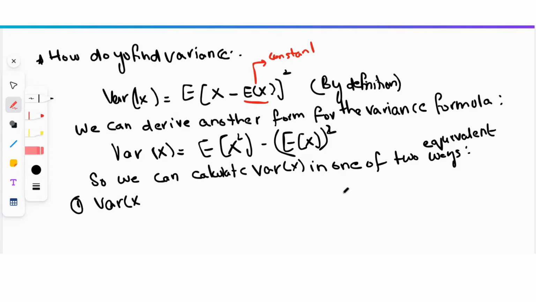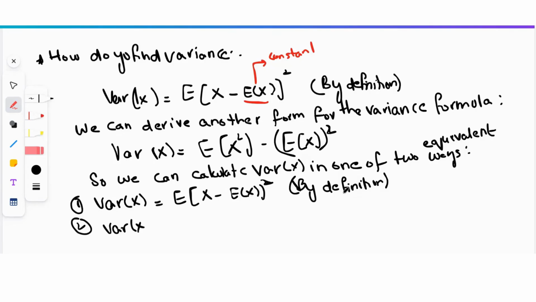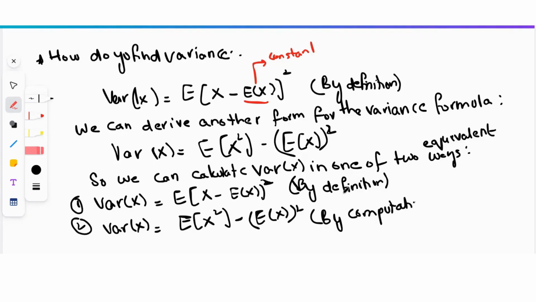So variance of x, you can find it as expected value of x minus expected value of x squared. Right, so this is by definition of variance. Okay, we know variance tells us how far on average values are from the mean. The second form gives variance of x, and this form is derived from the first form. The derivation is done in another video. So this is by computation. Right, so there are two equivalent ways that you can find variance. You can either use its definition or you can use the other form derived from that.